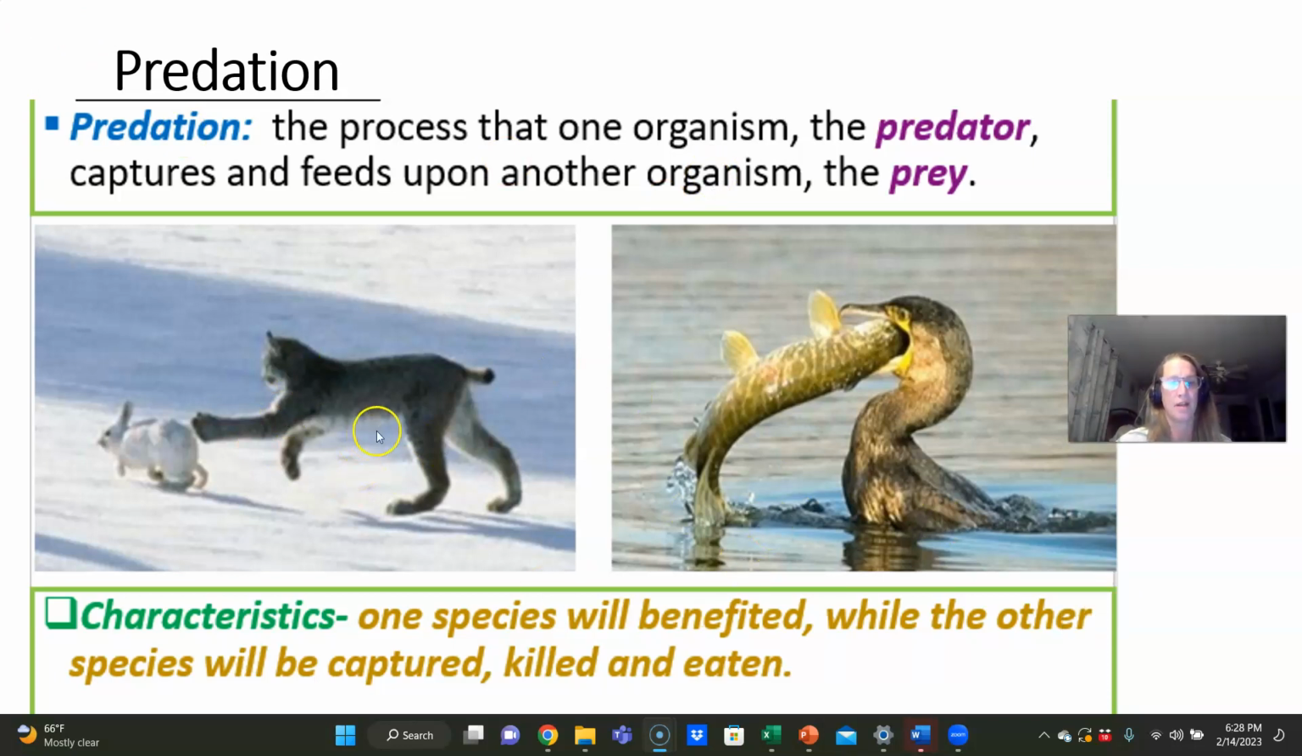So here you have a lynx that's attacking a snowshoe hare. We're going to talk a little bit more about that kind of relationship in a minute. And over here you have a cormorant who's feeding on a fish, maybe a pike or something like that. So both of these are great examples of predation, where you have the predator attacking and presumably consuming the prey item.